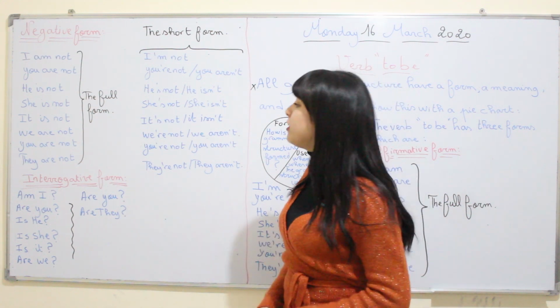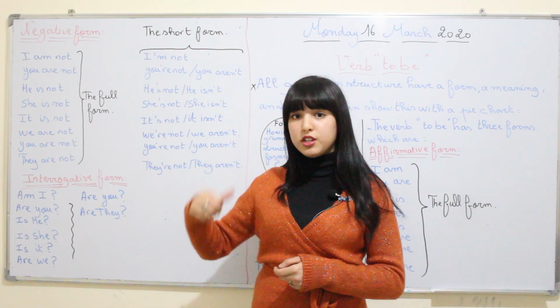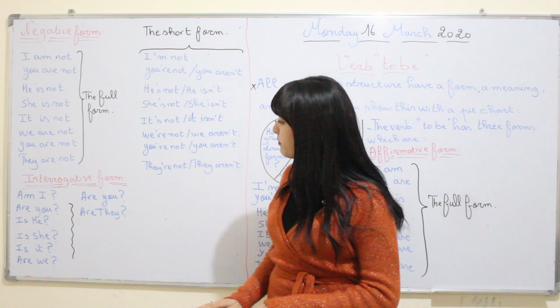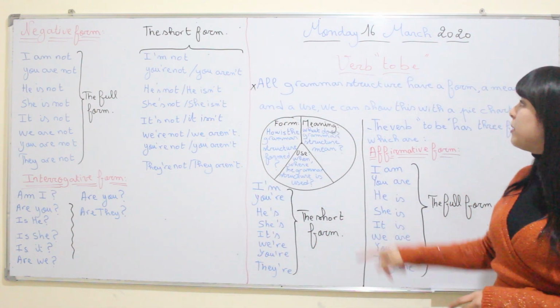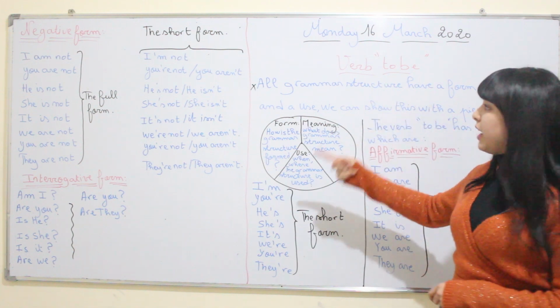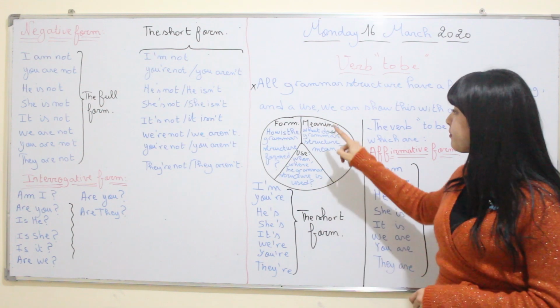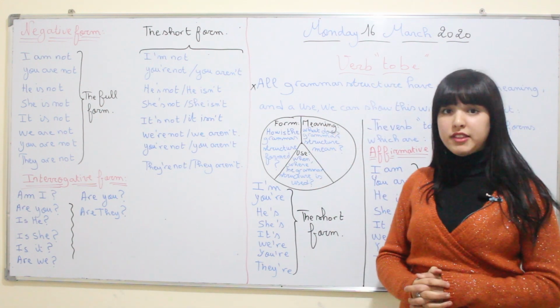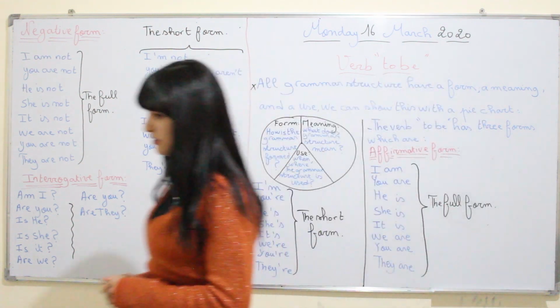Finally, and last but not least, the interrogative form. Am I? Are you? Is he? Is she? Is it? Are we? Are they? Are you? And that's all you have to know about the verb to be. After that, we will move to some examples and the use of the verb to be, and we will end this course with a bunch of exercises.